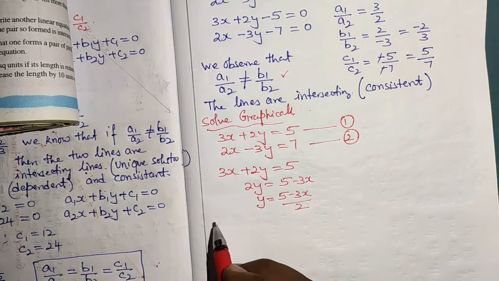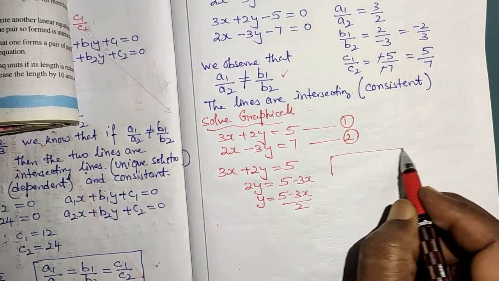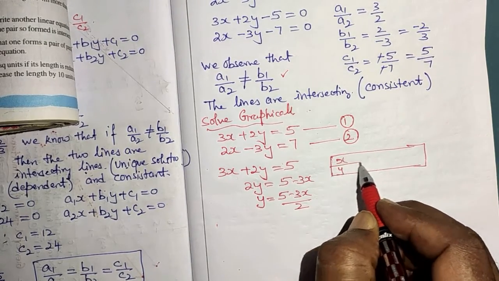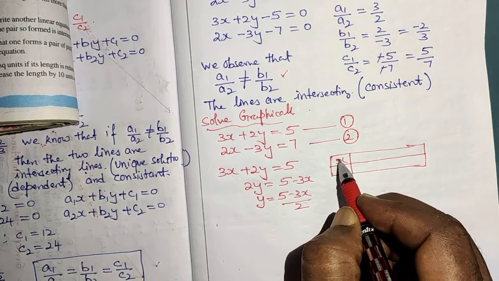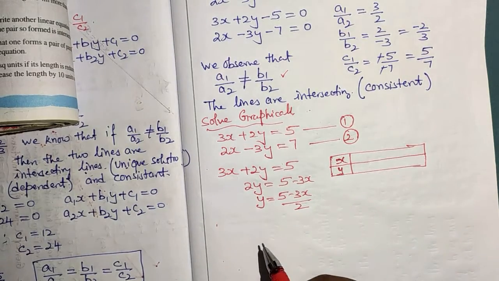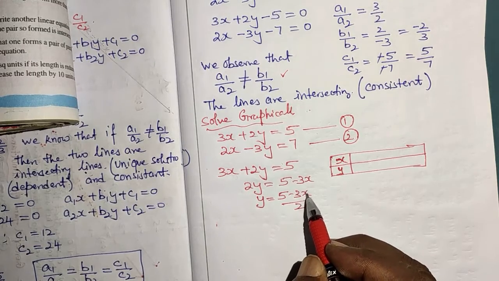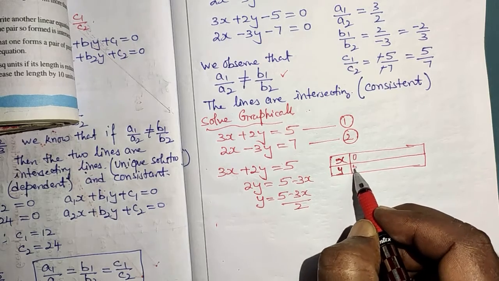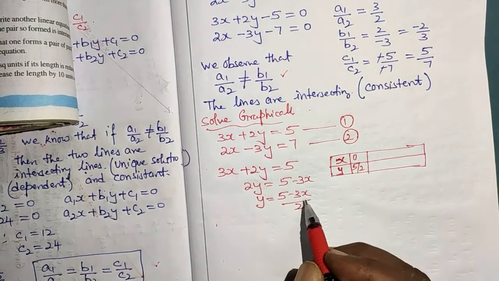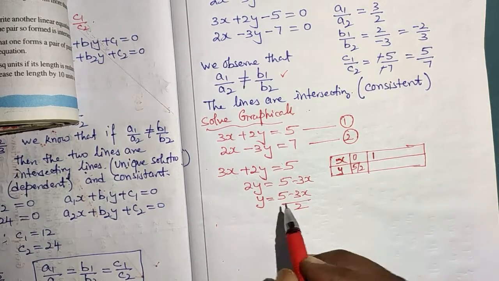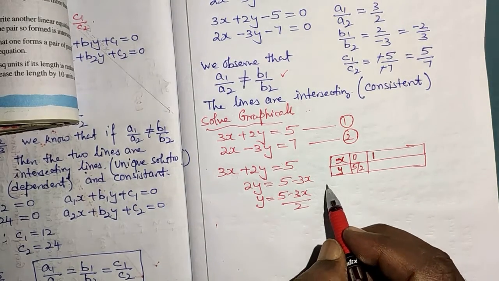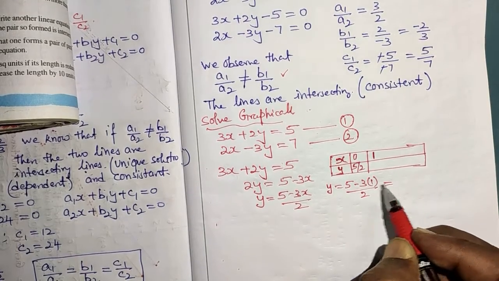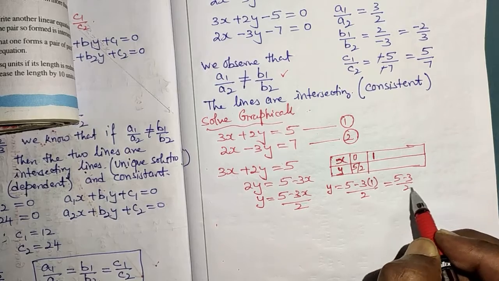Now to draw a graph, what am I going to do? I will draw a table. I will assign some values for x to get the values of y. Suppose I substitute x equal to 0, I will get 5 by 2. If I put x is equal to 1, 3 ones are 3, so I will get y is equal to 5 minus 3 into 1 by 2. What is 5 minus 3 by 2?